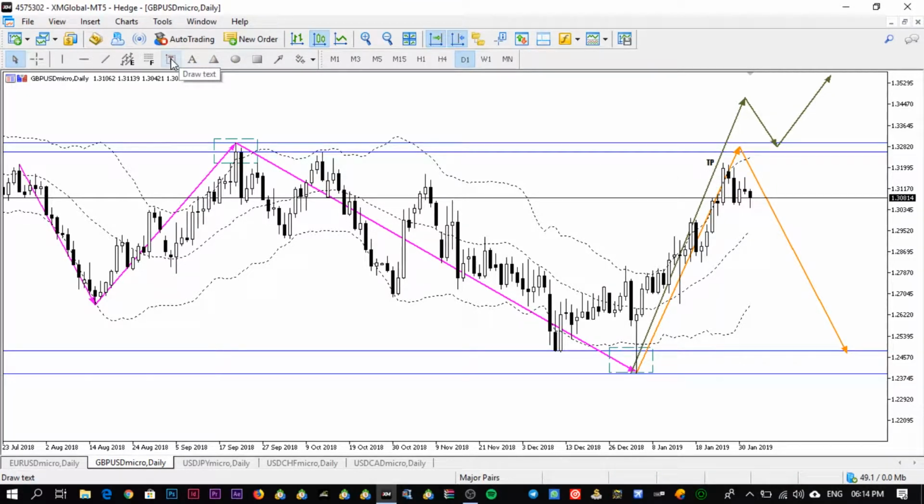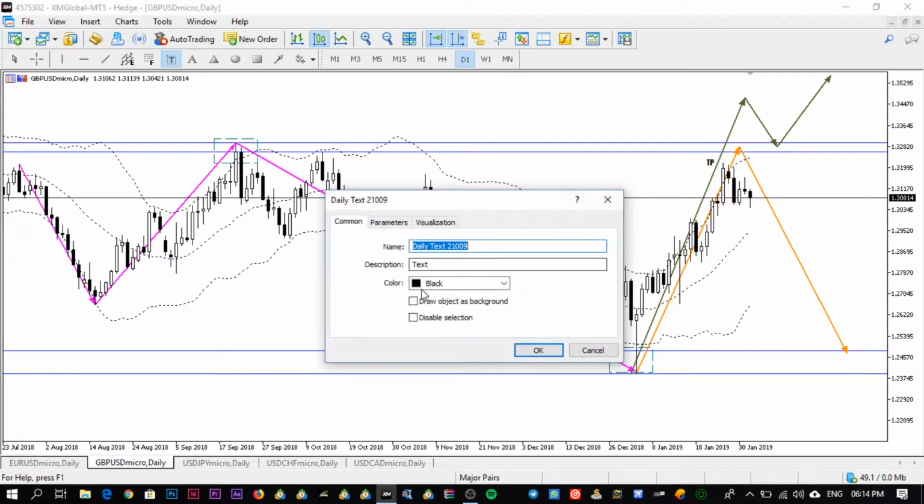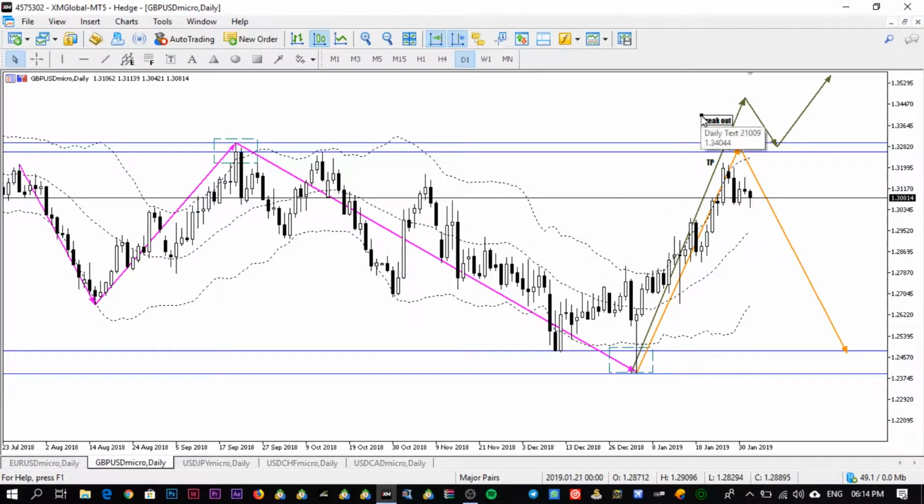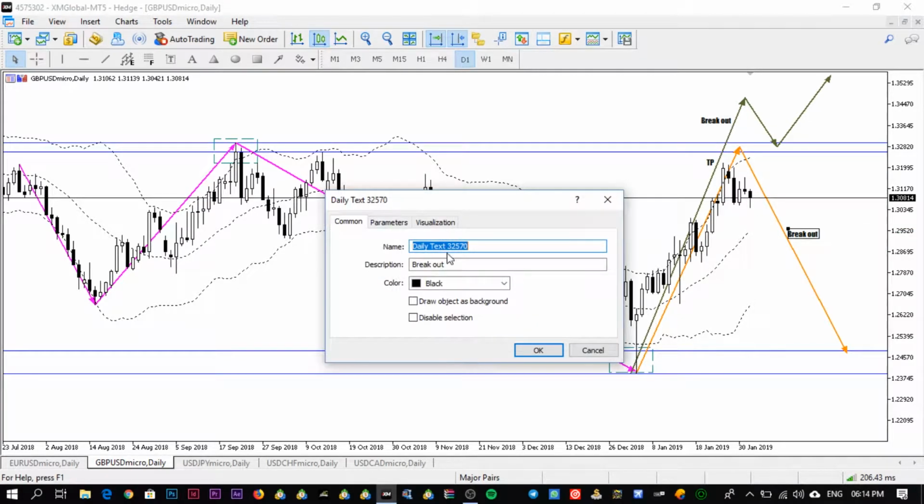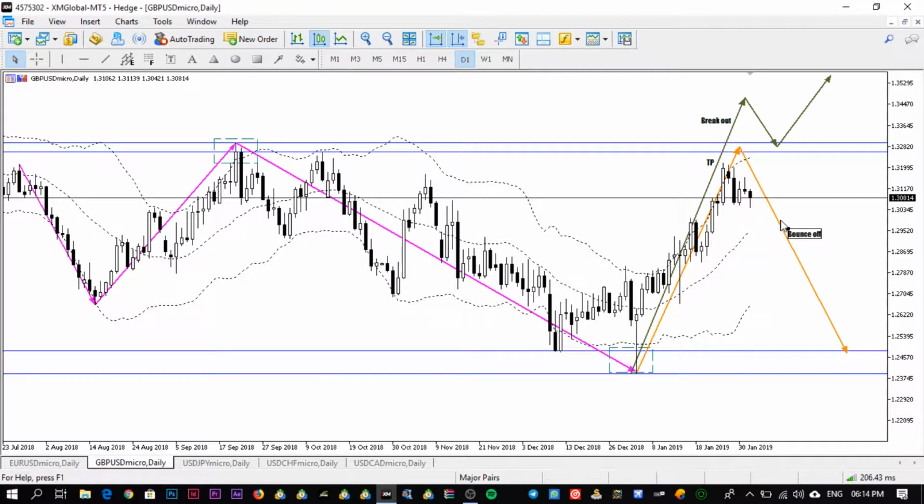and then wait for one of my plans of action to kick in, which is either a breakout over here, or a bounce off resistance, to then give us our double top. And that's basically it for my forecast of the pound against the United States dollar.